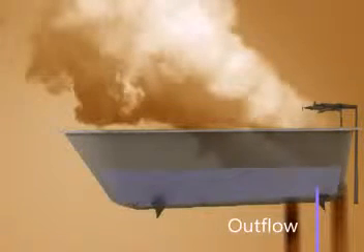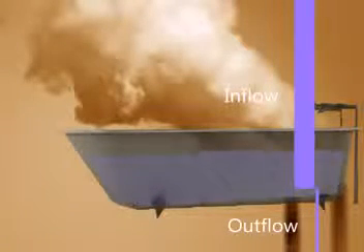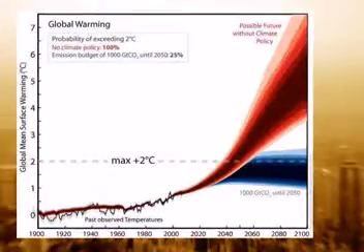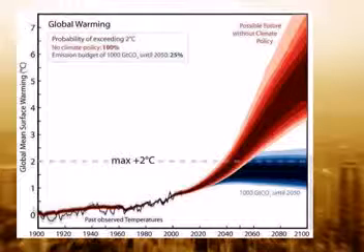The outflow of the bathtub is smaller than the inflow, therefore CO2 emissions continue to rise, but the outflow of CO2 is very small. The result? Disaster. This graph shows the predicted increase in temperature. As seen, by 2040, the temperature may increase by up to 2 degrees Celsius.